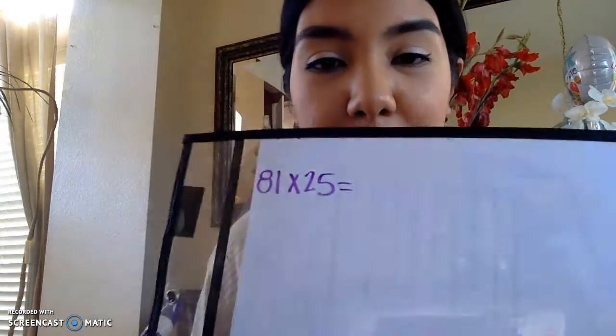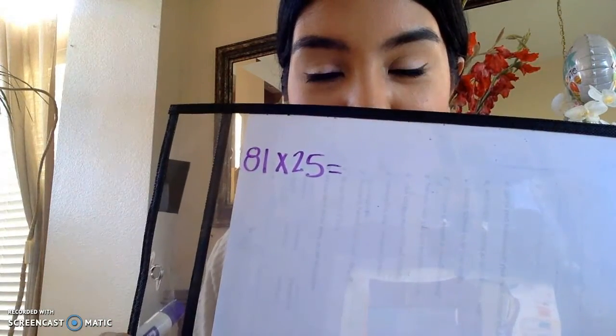Hi students, so in this video I'm going to show you how to multiply using an area model. This should be review, but in case you forgot, I want you to continue watching this video. So this is our problem, 81 times 25.